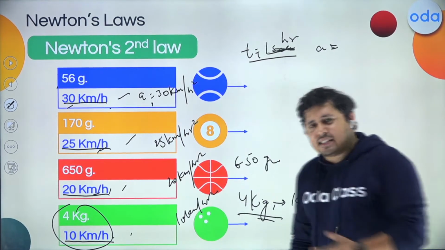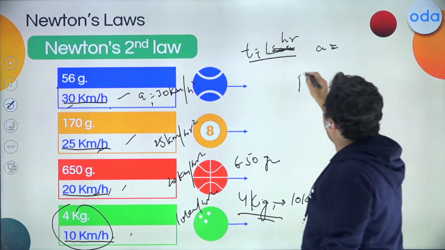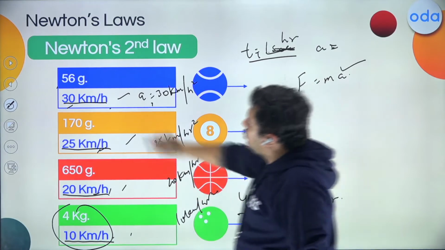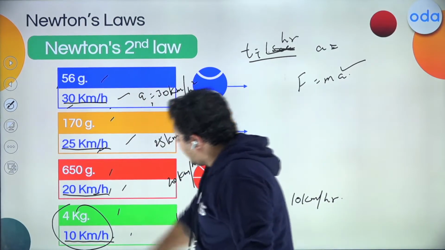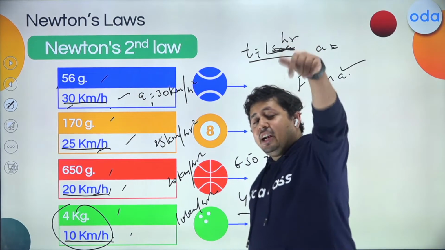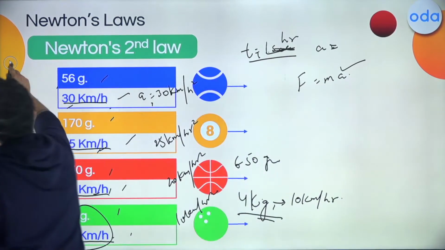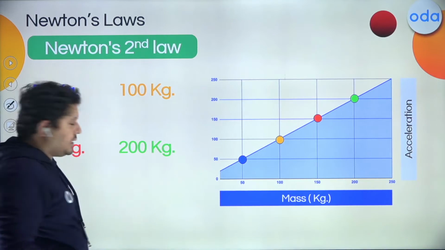Now you know the acceleration, so I give you homework. Force is equal to mass into acceleration. You know acceleration, you know the masses of each one of them. Do this and write your answers in the comment section after you have solved this question, and I will give you the answer in the next class.